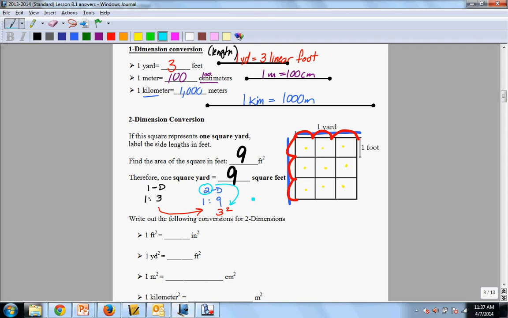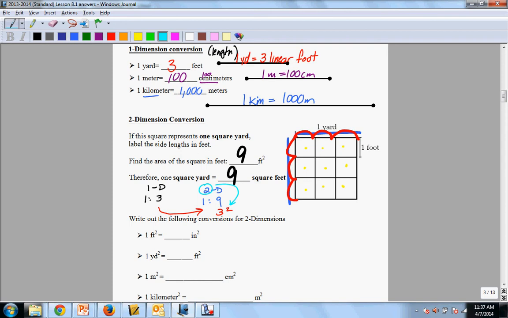When you change dimensions, you change conversions. That's very critical. When you change dimensions, you change conversions. Repeat after me. When you change dimensions, you change conversions. Say it with me, please. When you change dimensions, you change conversions.